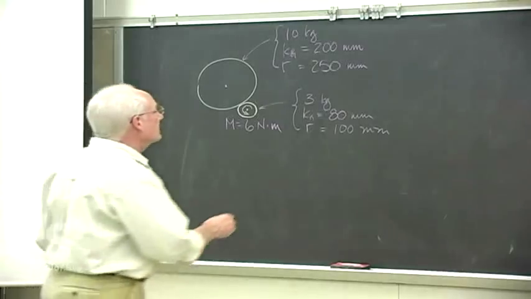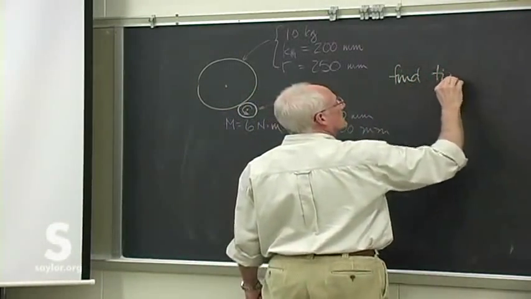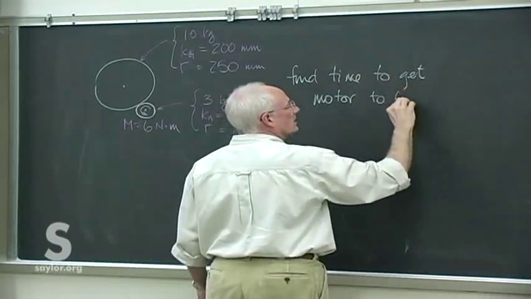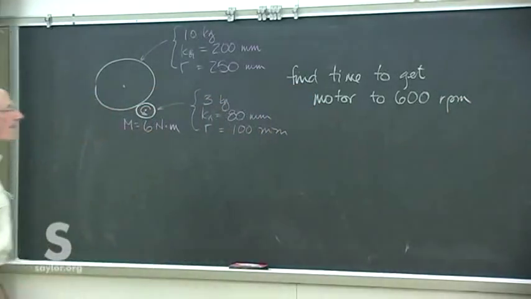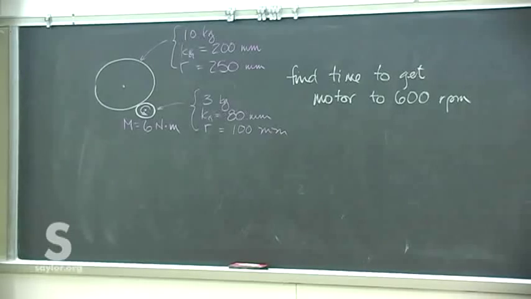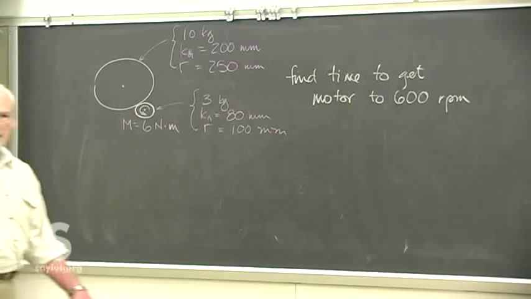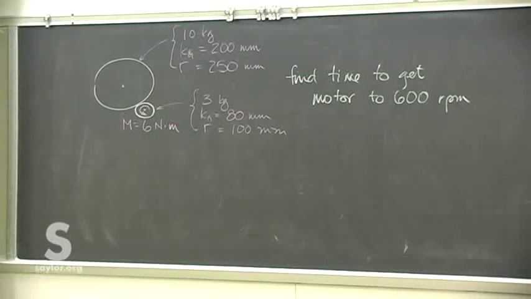All right, with that set up, we want to find the time to get the motor to 600 RPM. And the motor's attached directly to the smaller gear there. So again, generally the very same ideas. It's just that we have to take into account the change in momentum of both of the gears. Since they're gears, that automatically makes it a no-slip condition between the two, which of course is important to us.